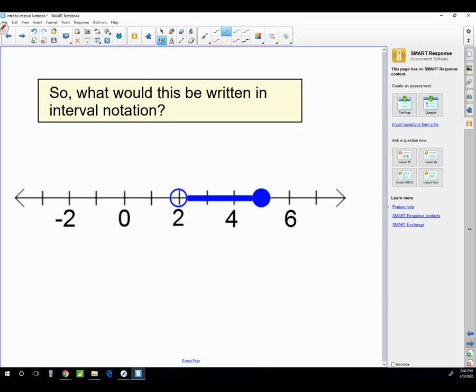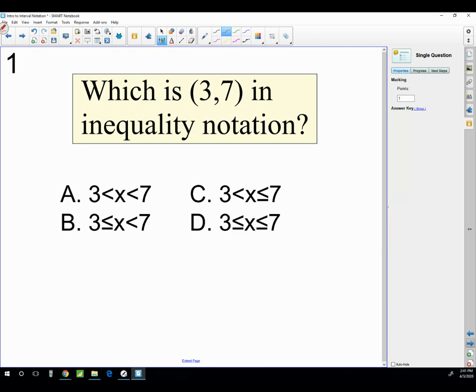So how would this be written in interval notation? We already know it would be a parenthesis 2, and then we end at 5. But since this is full, we're going to end in a bracket. An empty circle is parentheses, and a full circle is bracket. That means you include the 5. You're not including the 2 in that interval.